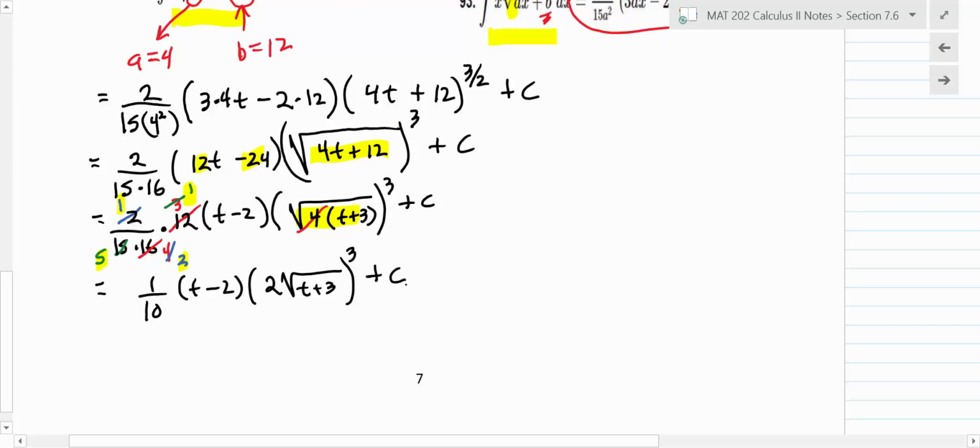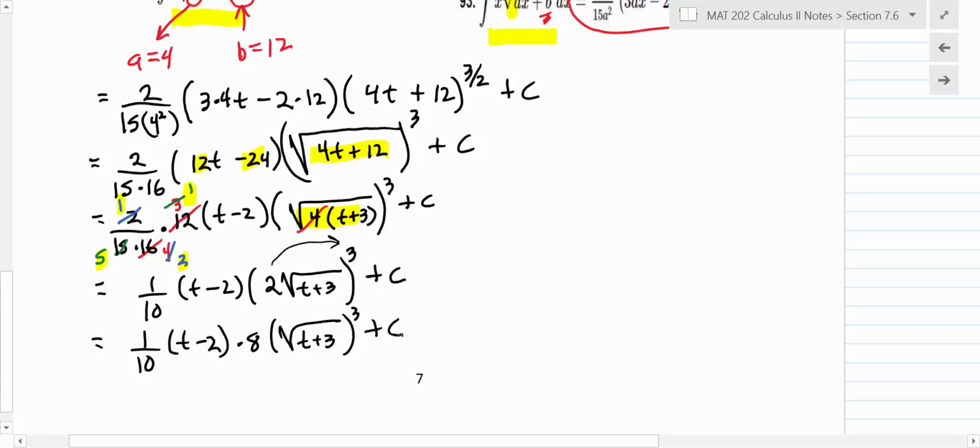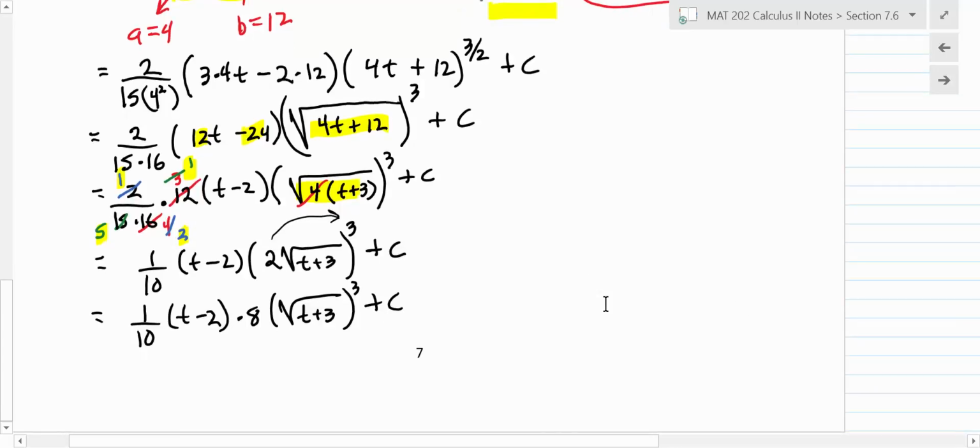Okay? Now, there's a couple of ways you could write the answer on this. So you could write this as 1/10 t minus 2. You want to go ahead and take that 2 to the 3rd. So that would be an 8, like that. And then you would still have that t plus 3 all to the 3rd power, like that. And then there's a couple of things you could do. There's a couple of ways that you could write a simplified answer.